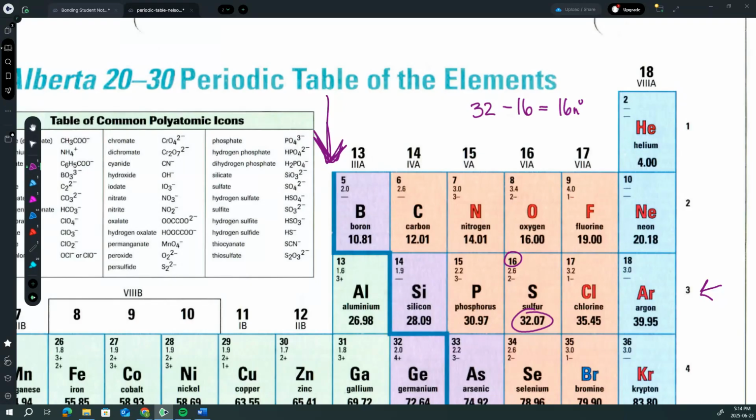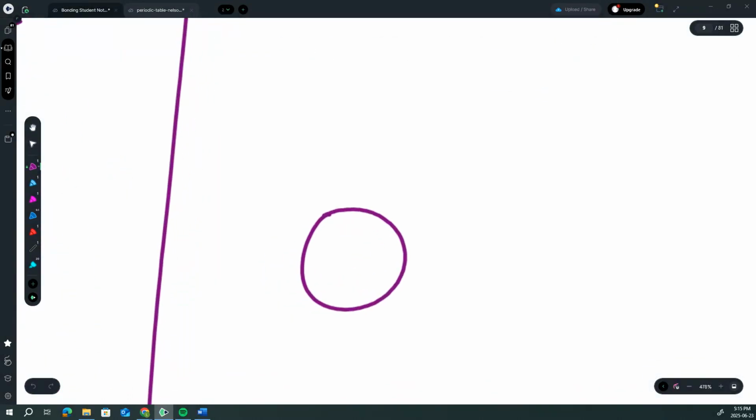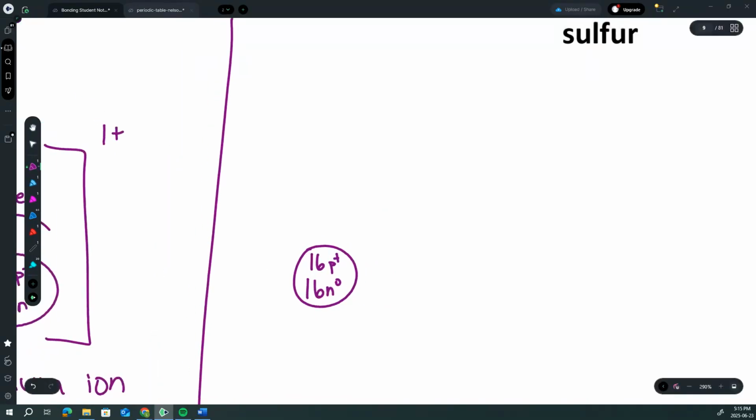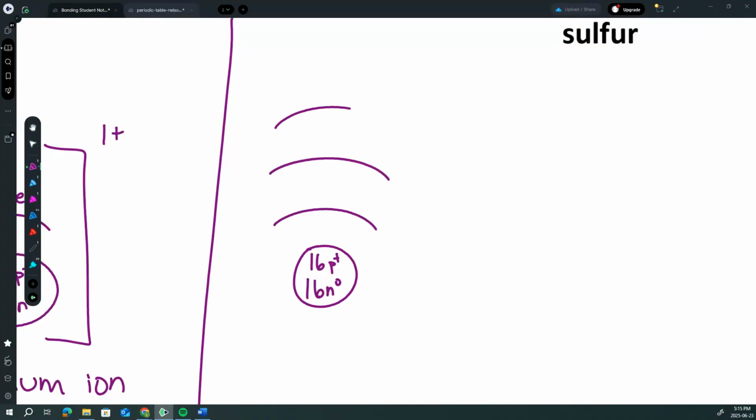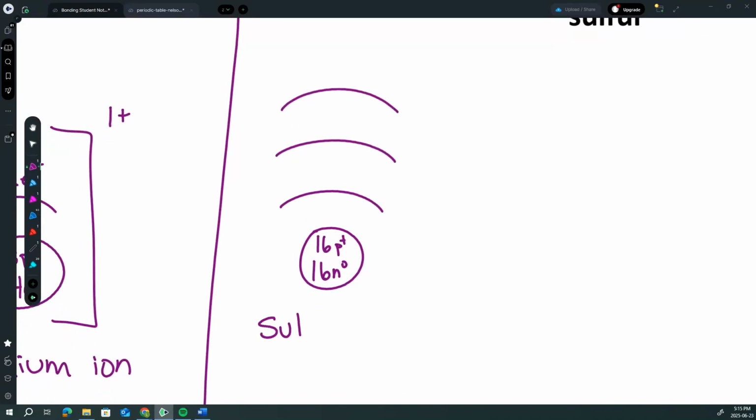Just FYI, the number of neutrons is not always equal to the number of protons. It just so happened in this case that was the situation. But please note, for all elements, the protons are not necessarily equal to the amount of neutrons, although sometimes that does happen. So 16 protons, because the atomic number was 16, 16 neutrons. It's in period 3, so I expect 3 energy levels. This is for a sulfur atom.